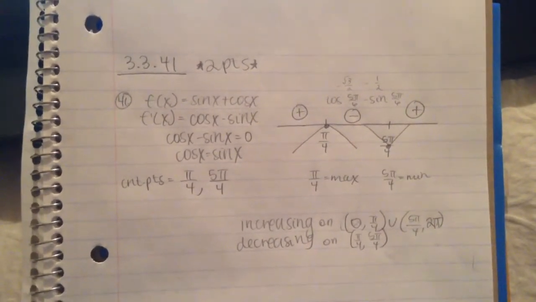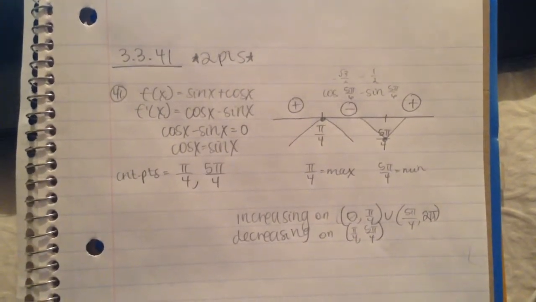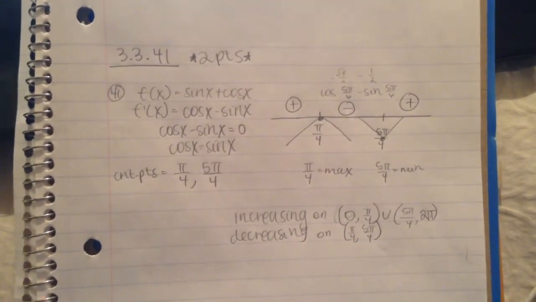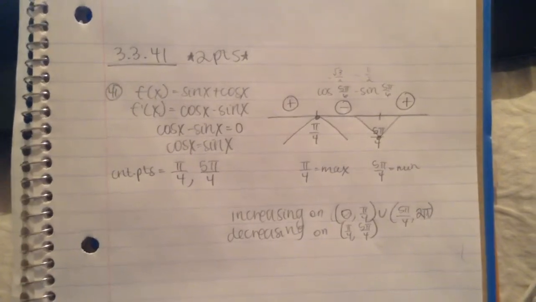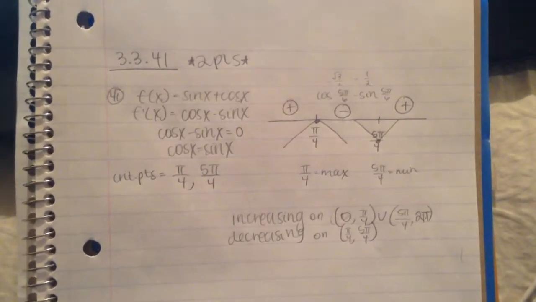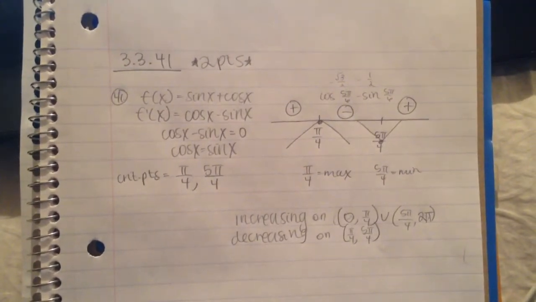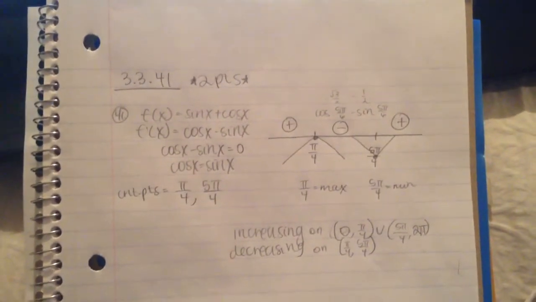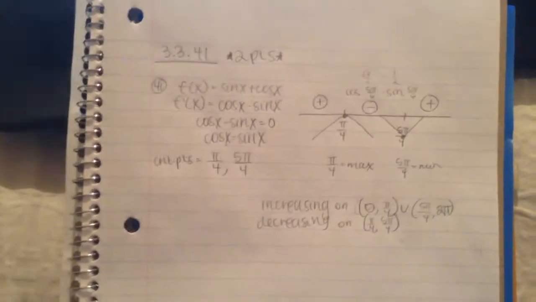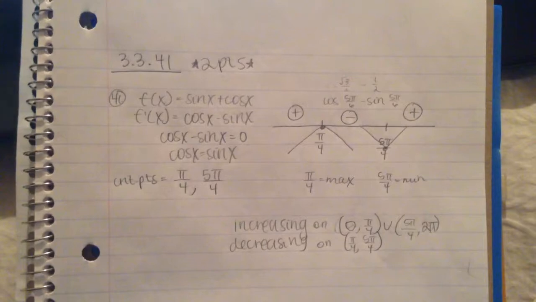So what you're going to do is you take the first derivative of the original function, which is going to be cosine of x minus sine of x. And once you get your derivative, you set that equal to 0 to find your critical point. So I set cosine of x minus sine of x equal to 0, and then cosine of x equals sine of x. And, excuse me, those are equal at pi over 4 and 5 pi over 4.